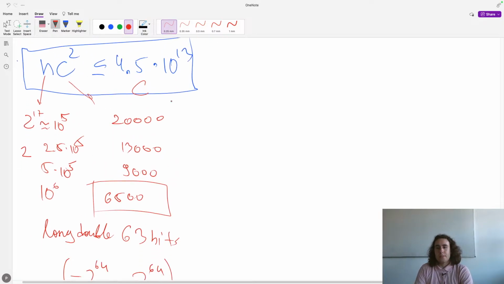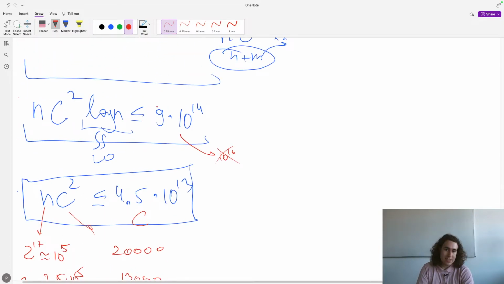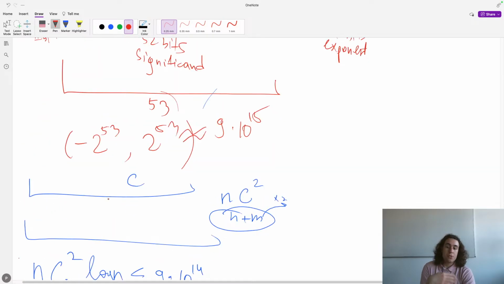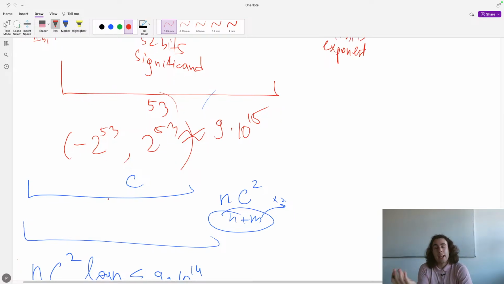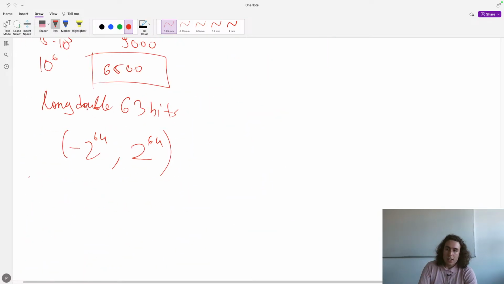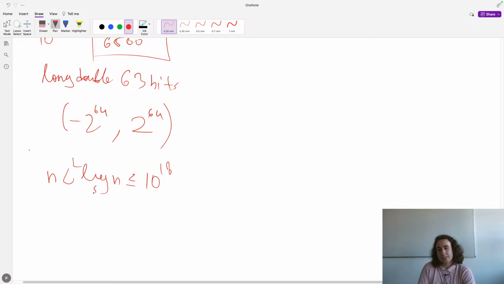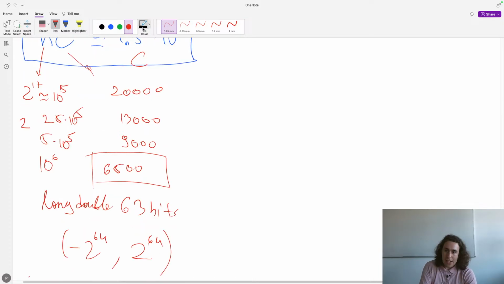And we're going to have approximately the same relation, but this number is just going to grow, right? Here it was 2 to the 53, and now we have 2 to the 64, so it's going to grow by a factor of around 2 to the 11, so like 2,000. So basically we are okay if nc squared log n is at most 10 to the 18. Or in other words, if we know that log n is like 20, nc squared is at most 5 times 10 to the 16.